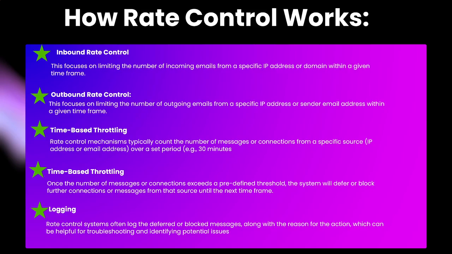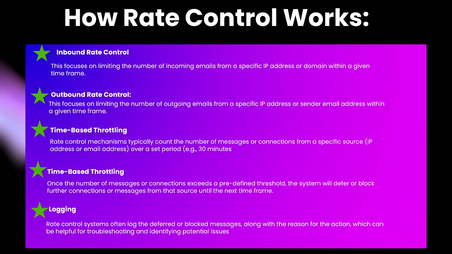This rate control is applicable both ways, that means inbound and outbound. If you talk about the key components, first we can categorize rate control into two main directions: inbound and outbound. Inbound rate control targets incoming emails. This is where we limit the number of emails that can arrive from a particular IP address or domain within a defined time period. This helps protect our servers from being overwhelmed by a flood of incoming messages, which might be spam or a denial of service attack.